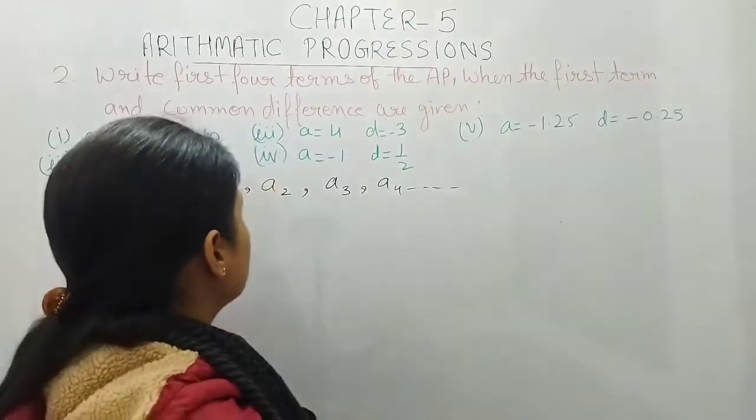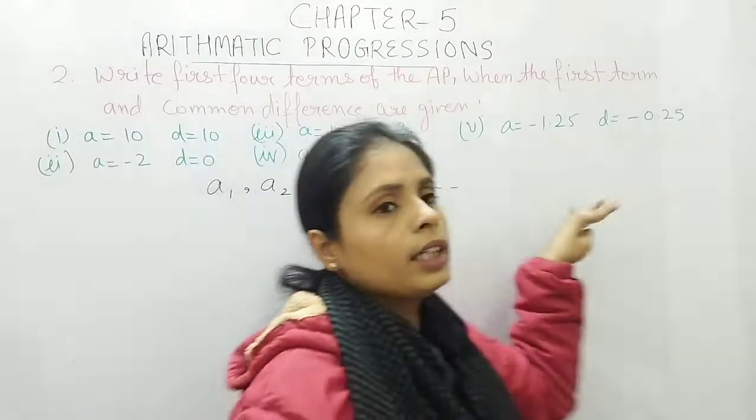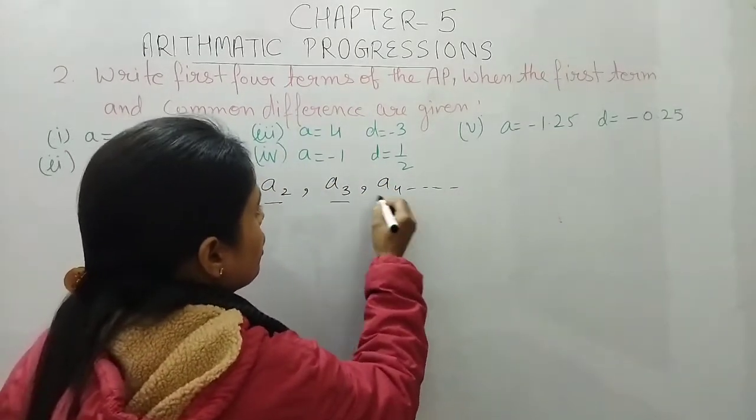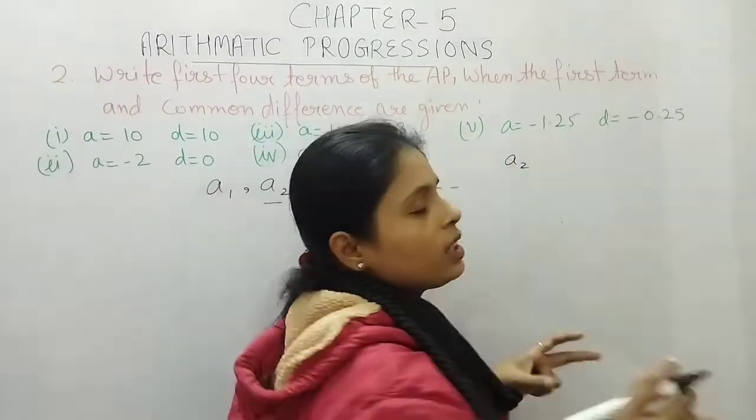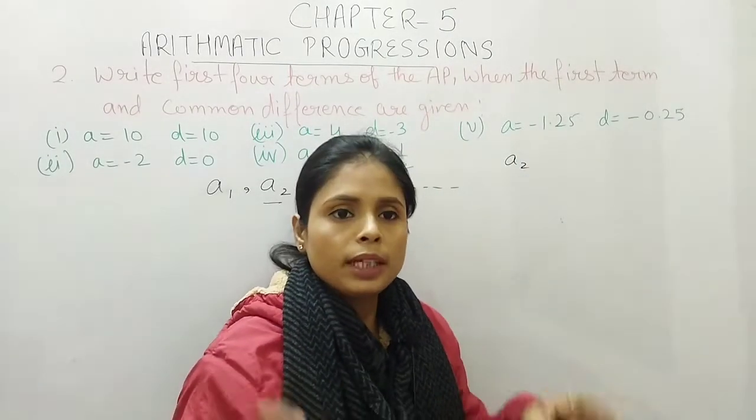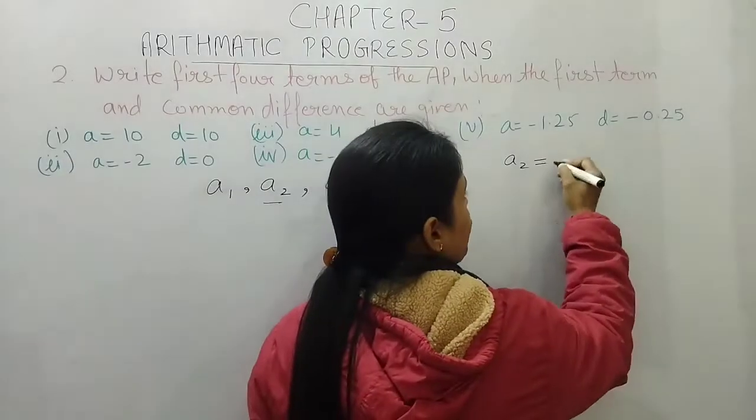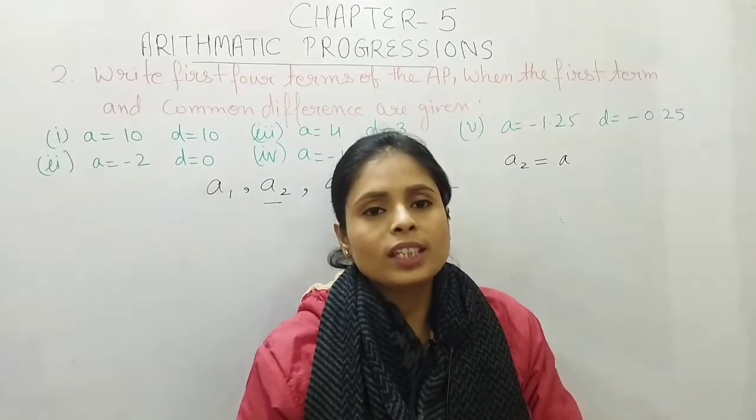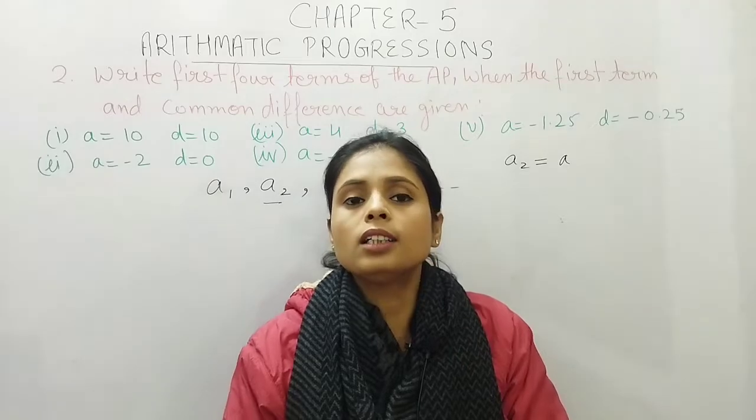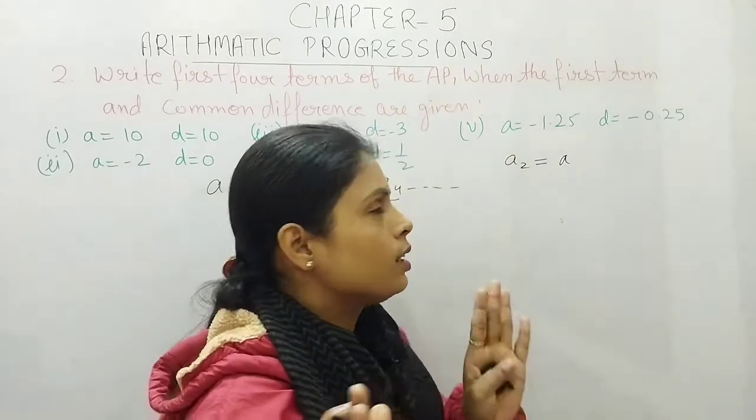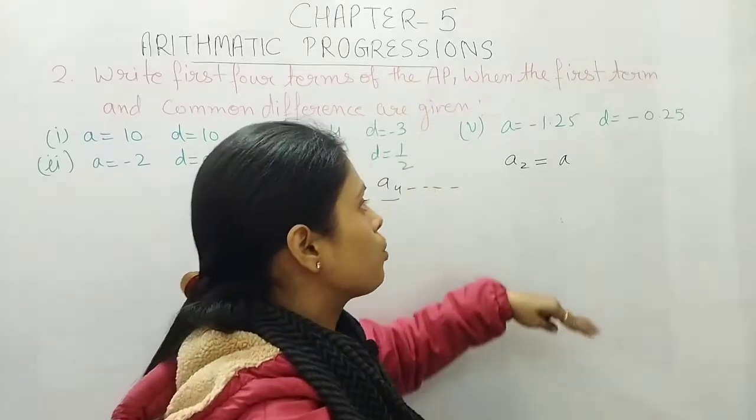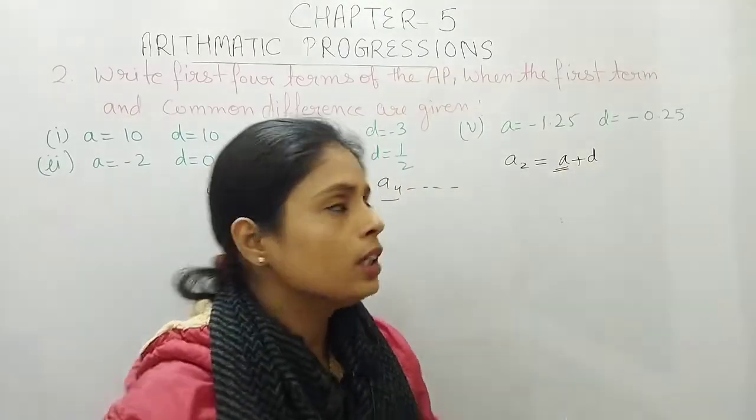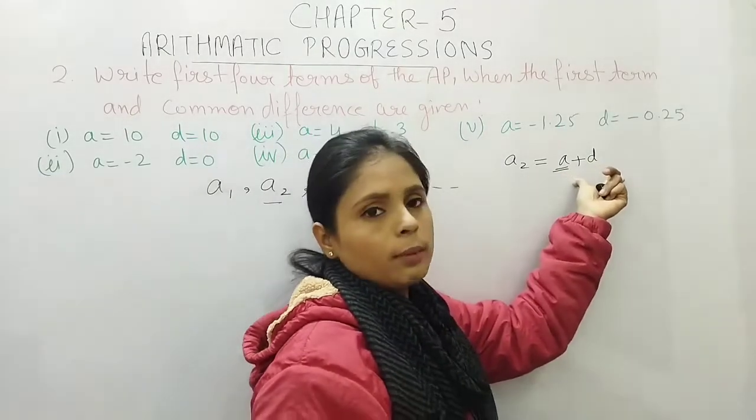In this formula for making an AP series, we will just substitute the values. But for A2, A3, A4, there are formulas. If the formulas are such that you have to rote-learn them, you can make your own. For A2, as I explained initially, an AP series is a sequence in which terms increase or decrease by the same constant. The same constant is D, the common difference. So we have to add D to our first term. So A2 is equal to A plus D.